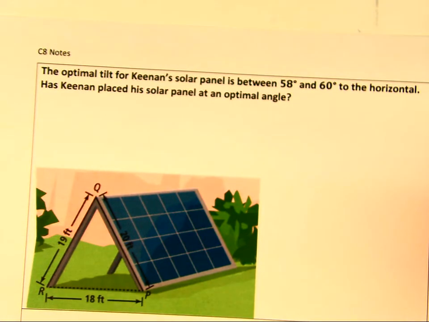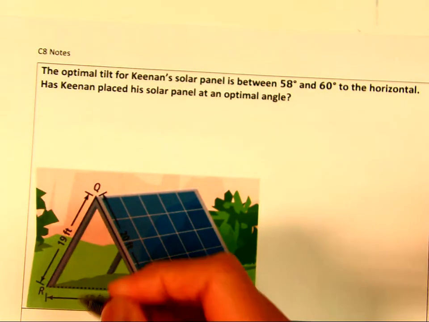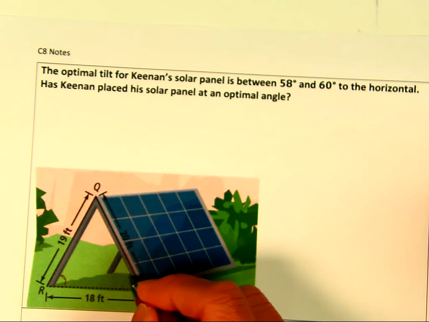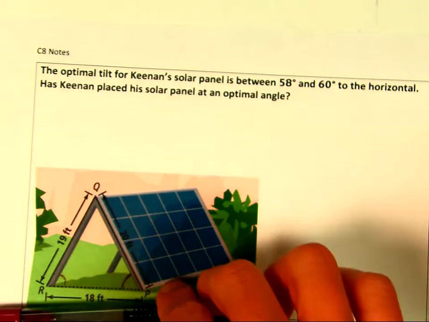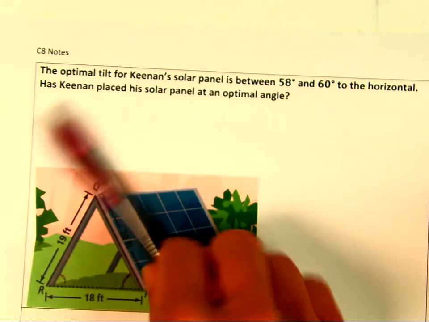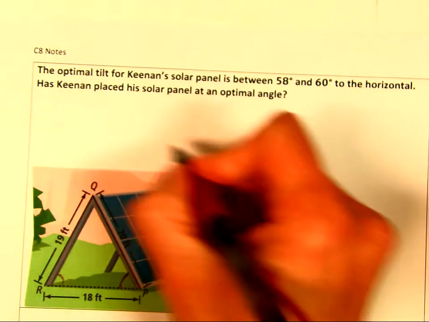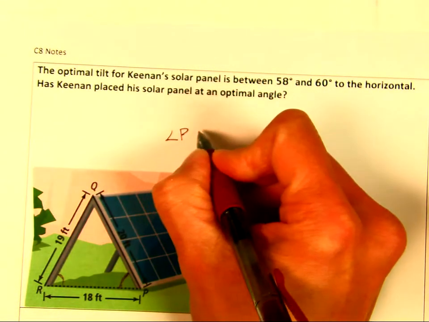So we have all the sides. So this would be the angle we're looking for to the horizontal. Or maybe it's this one, I don't know. I think it's probably this one because that's the solar panel. So to the horizontal would be angle of elevation, but we're going to find angle P. All right, angle P. How are we going to find angle P?